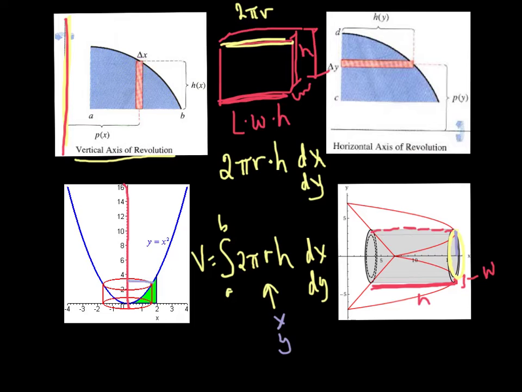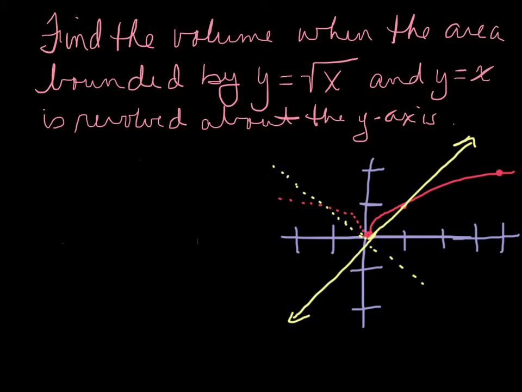All right, so let's take a minute and look at an example. Here we have a square root graph and y equals x, and we're looking at taking this little area enclosed here, and we're going to spin it around the y-axis. We're going to do this by shells. Now, understand, this can be done by washers, but I do want to show you how to do it with shells because there are some problems that are actually easier to do with shells than with discs and washers.